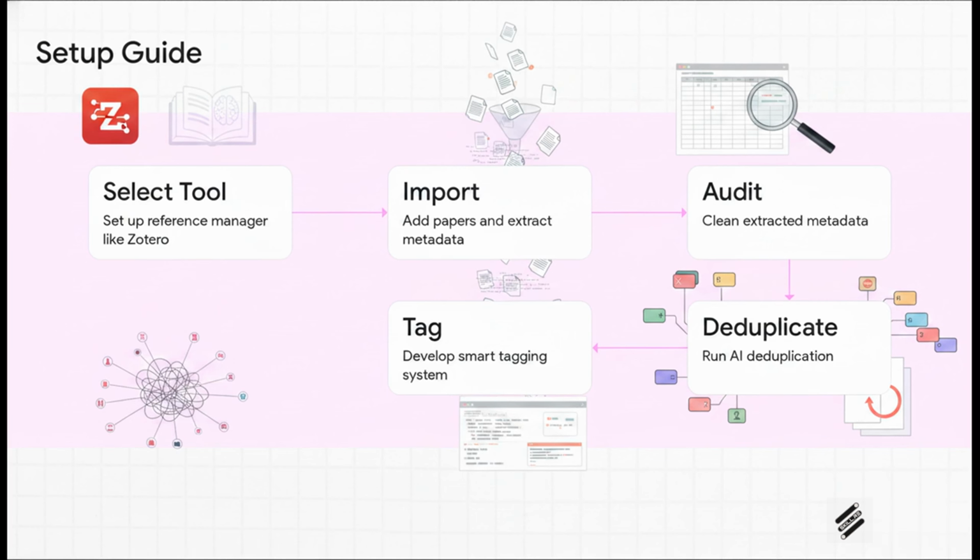Second, import maybe 20 to 30 papers and let the AI extract that metadata. Third, and please don't skip this, audit and clean up the data it extracts. Fourth, run your AI deduplication tool. And fifth, develop and apply a smart tagging system. Stick to these 5 steps, and you'll smoothly transition your chaotic folders into a beautifully categorized research hub.